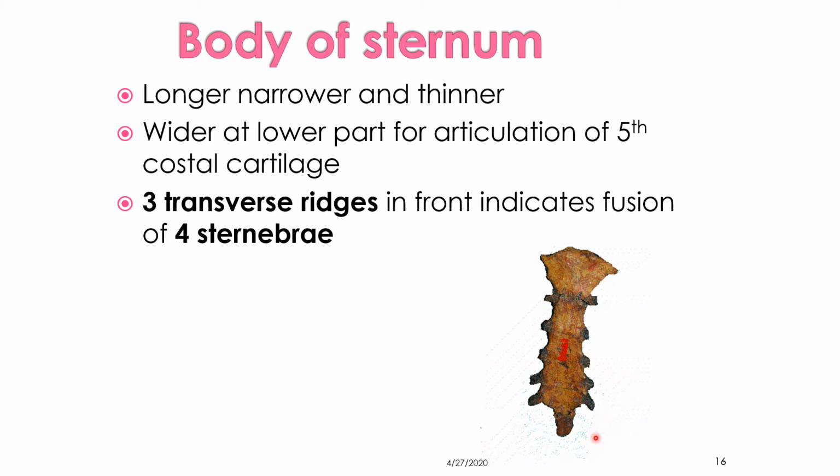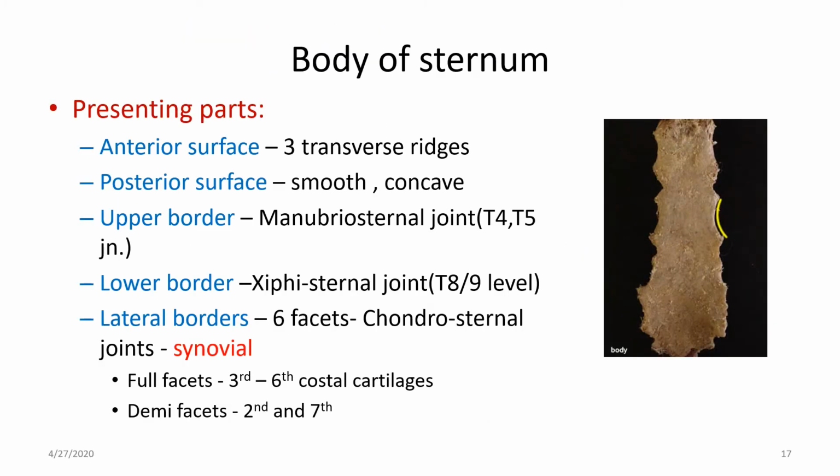So this part is the manubrium, this is the xiphoid, and this is the body, and you can see the articulations with the costal cartilages. At the junction of the manubrium with the body will be the second costal cartilage at the sternal angle. 3rd, 4th, 5th, 6th and 7th also will be there. So they will be joined here at this point. The presenting parts of the body of the sternum are the two surfaces and three borders like in the manubrium, and you have seen on the anterior surface the three transverse ridges, whereas the posterior surface is smooth and concave.